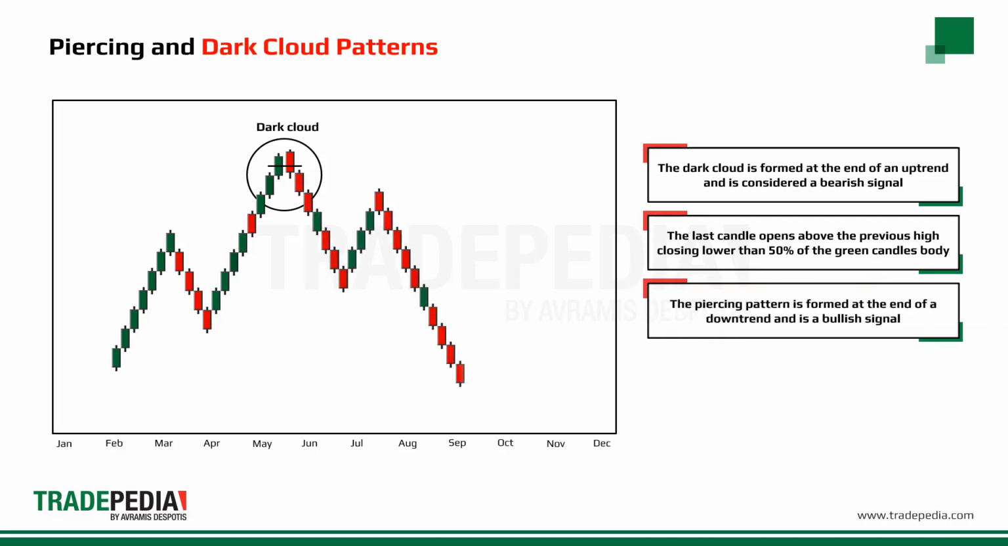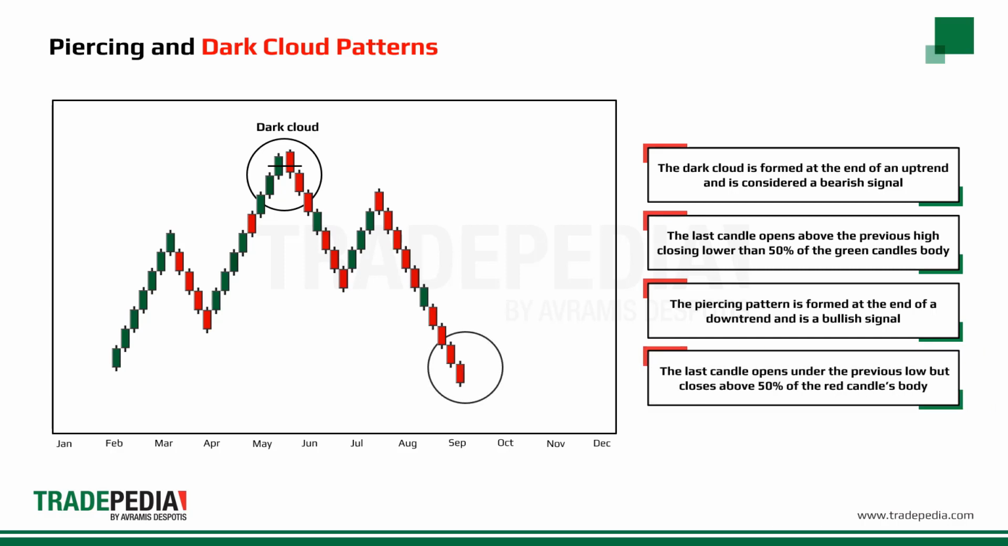The piercing pattern is formed at the end of a downtrend and is considered a bullish signal. The last candle opens sharply under the low of the previous candle, but then comes up closing above 50% of the red candle's body.